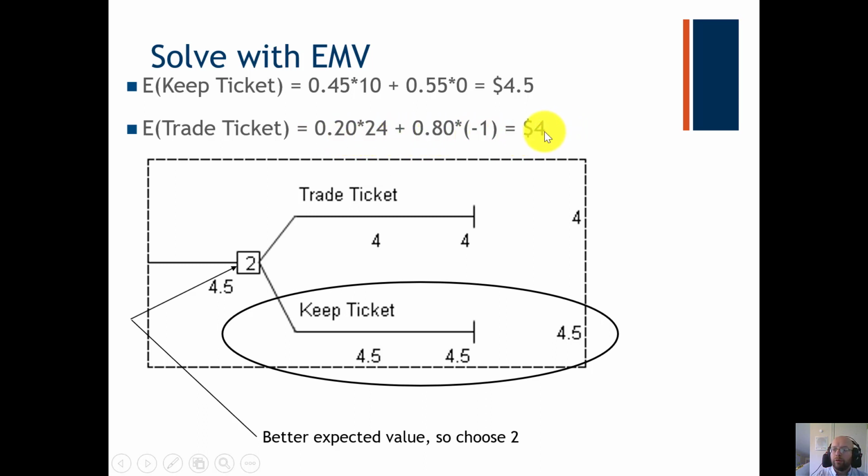Now we can actually collapse the tree down. Instead of having the chance nodes here and here, we just remove them. We make a smaller decision tree: if I go this way, trade ticket, I'm going to get 4. If we go this way, keep the ticket, I'm going to get 4.5. So again, I'll choose the 4.5.